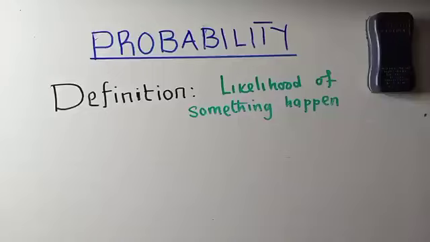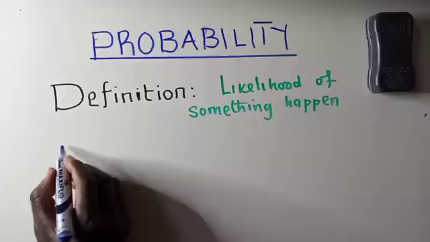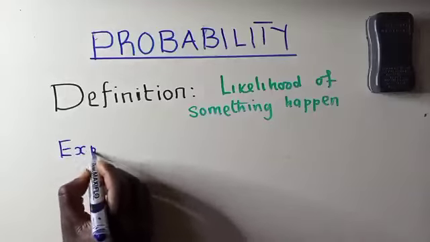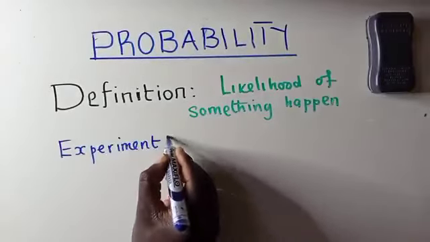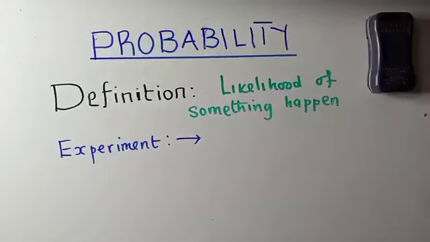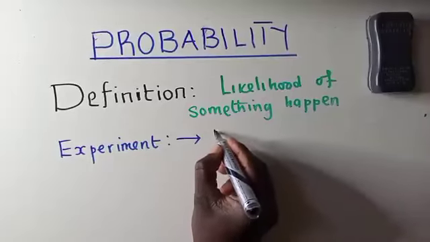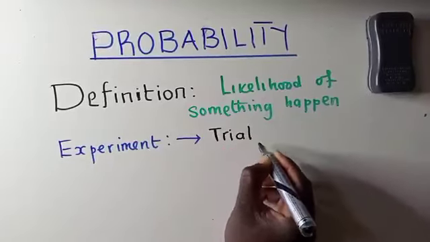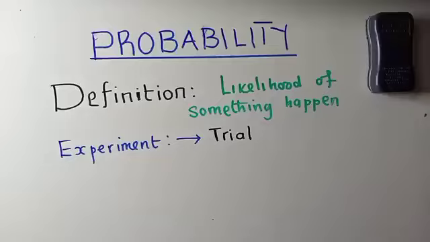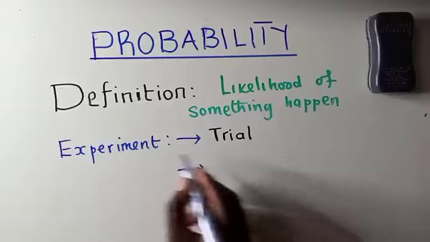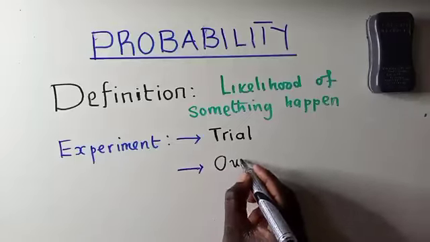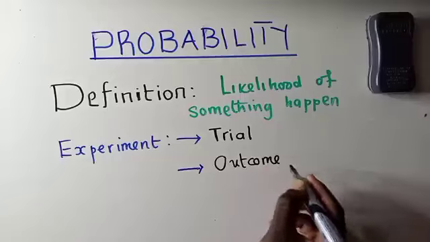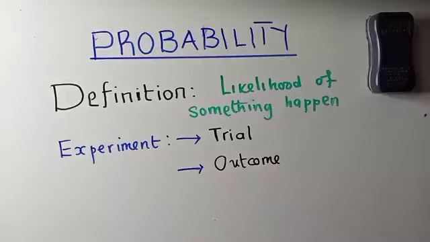So now, let's say you want to find out something, or to carry out an experiment, okay? We call that an experiment. Whatever you want to find out, it's an experiment. So that thing that you'd like to experiment on, we call it a trial. And the outcome or outcomes that you get from the experiment, or the results, we call them outcomes. So these are some of the things that you must be aware of.